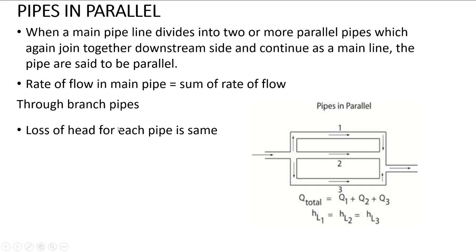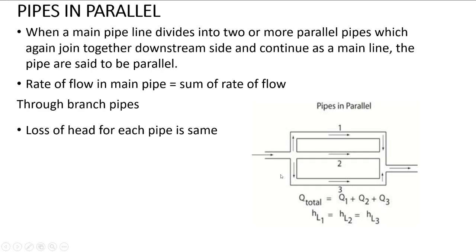Further, we will see pipes in parallel. When a main pipe is divided into two or more parallel pipes, which again join together on the downstream side and continue as a main line, the pipes are said to be parallel. See, this is the main pipe which is divided into three parallel pipes, and in the downstream they are joined together and continue as a main line.